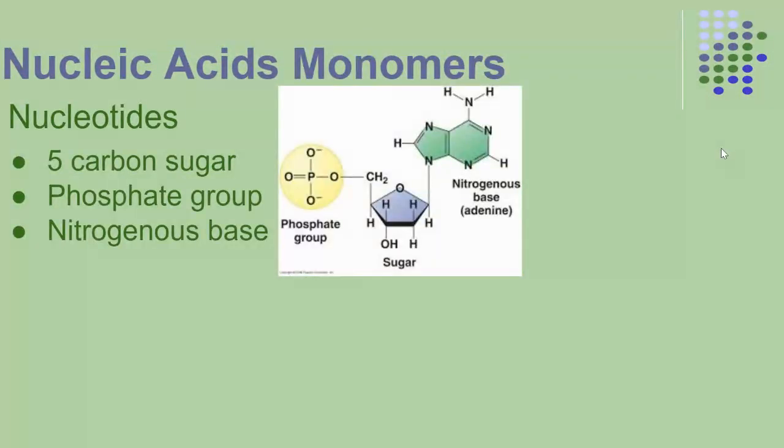The monomers of nucleic acids are what we call nucleotides, and nucleotides have three little parts. You can see there's a 5-carbon sugar, and if you were to take that all by itself, you could consider it to be a carbohydrate. But when it's bonded together with a phosphate group, which has phosphorus, and a nitrogenous or nitrogen base, those three pieces together make up the monomer of nucleic acids called a nucleotide. So nucleotides are a 5-carbon sugar with a phosphate group and a nitrogen base.